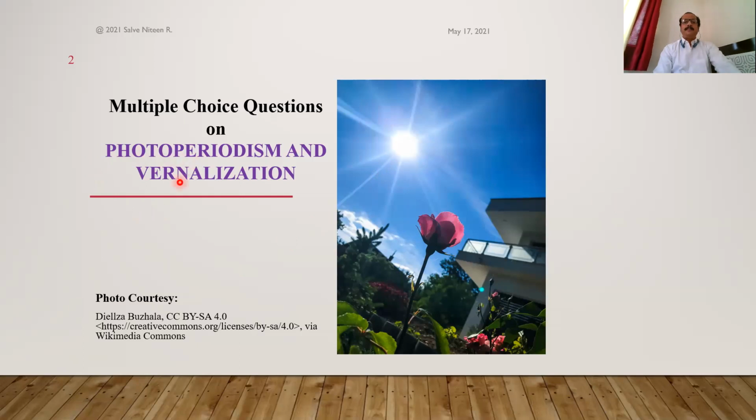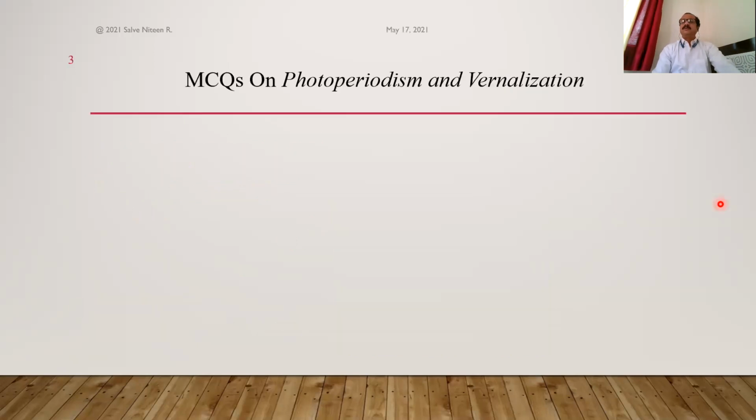And when the low temperature is the factor which controls the process of flowering in some plants, then the physiological phenomenon is known as vernalization. So we are going to discuss that with the help of some multiple choice questions. Okay, we'll begin with the first question.